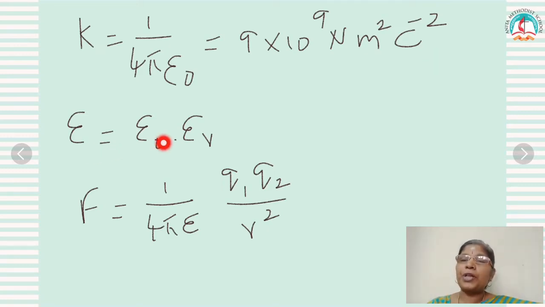And sometimes the charges are in a medium. If any medium is there, epsilon is equal to epsilon 0 into epsilon r. At that time, in the formula epsilon 0 is replaced by epsilon. Epsilon is the permittivity of the medium, epsilon 0 is the permittivity of free space and epsilon r is the relative permittivity. When air is the medium, epsilon r is equal to 1.